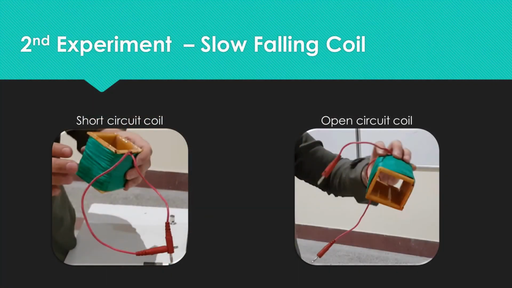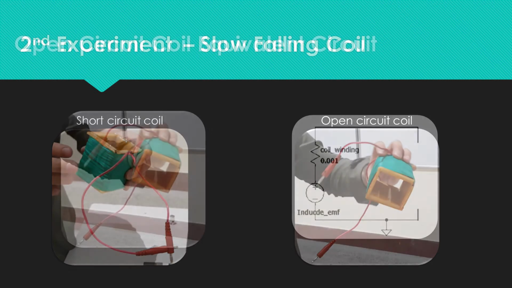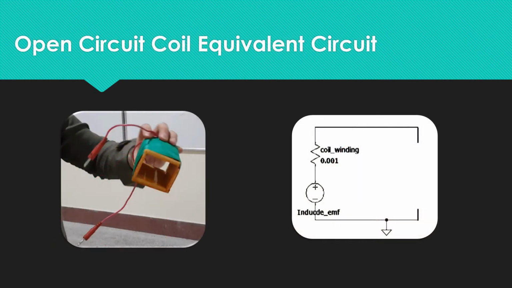Now the second experiment, slow falling coil. In this experiment, we will drop a short circuit and an open circuit coil in the previous ferrite structure. In these pictures, you can see the coil in short circuit and open circuit states. The schematic of the open circuit coil is on the right side. In this case, we have induced voltages, but current can't flow in the circuit because current requires a closed loop.